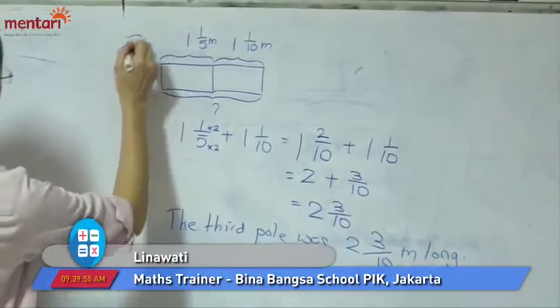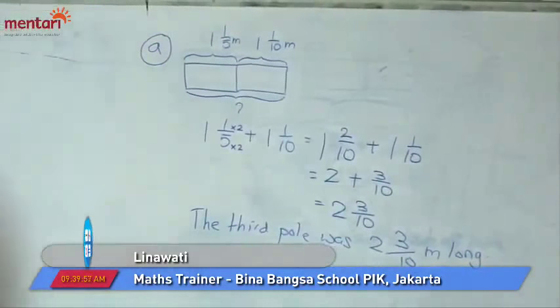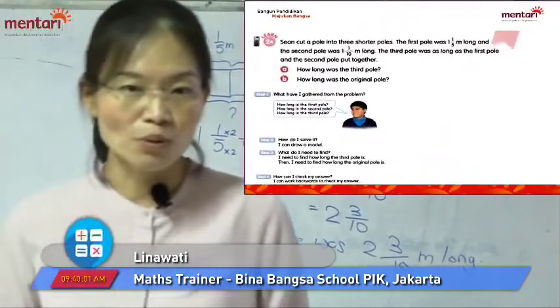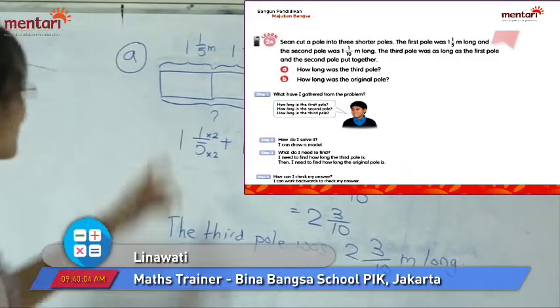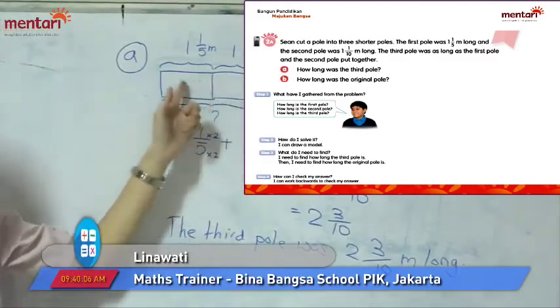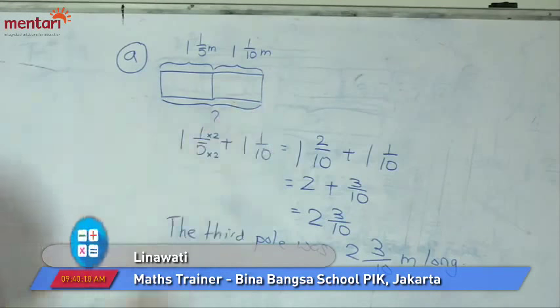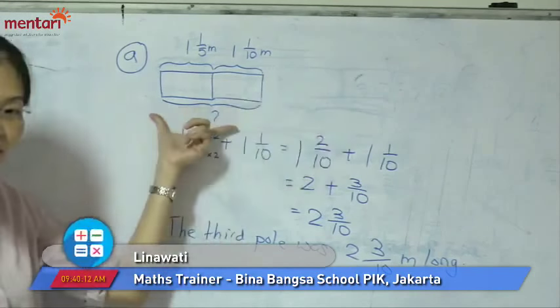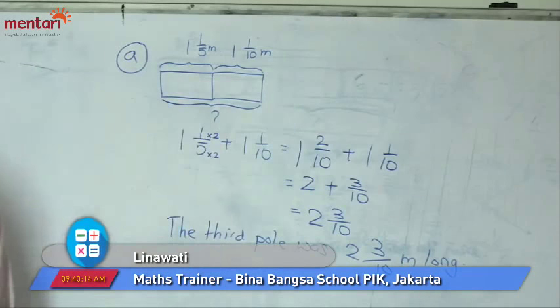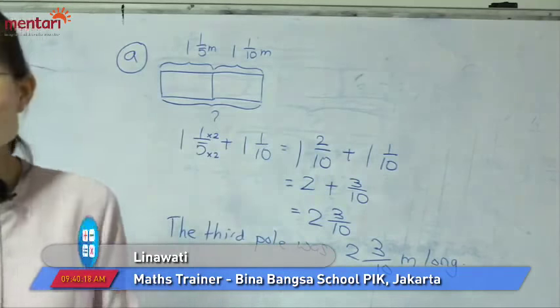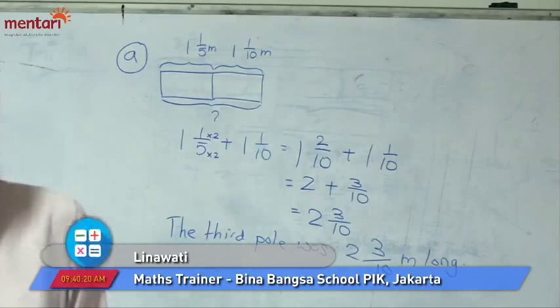Let me just put A here. And what is the next question? How long was the original pole? Now, this is the representations of the first pole and the second pole. So we know that the third pole is actually the same size as the first two. So now, try to draw the bar model representing the three poles together.